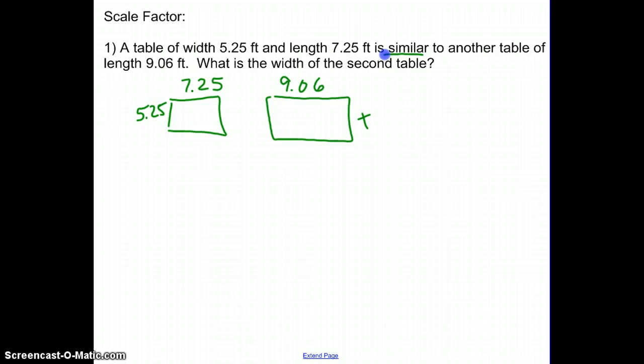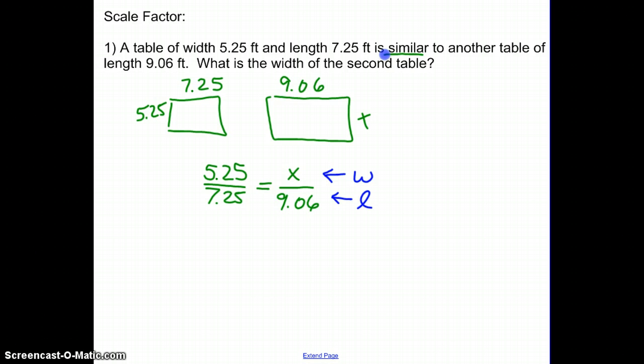So now I want to set this up as a ratio in order to cross multiply. So I'm going to put my widths on the top and the lengths on the bottom. So I start with 5.25 over 7.25. I'm going to set that equal to my unknown width over 9.06. Now notice that these are the widths and these are the lengths. Also that this whole part would be table 1 and this whole part would be table 2. Then you can just go ahead and cross multiply, and your answer should end up being x equals 6.56 feet.